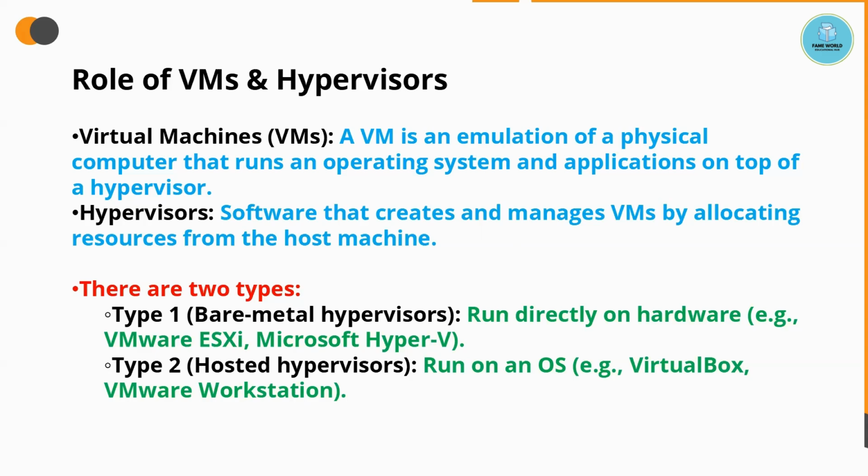When we talk about the bare metal hypervisor, that is type 1, they run directly on hardware. For example, VMware ESXi and Microsoft Hyper-V. These are in the type 1 category, the bare metal hypervisors. And type 2 are hosted hypervisors. They run on an operating system, like VirtualBox or VMware Workstation.